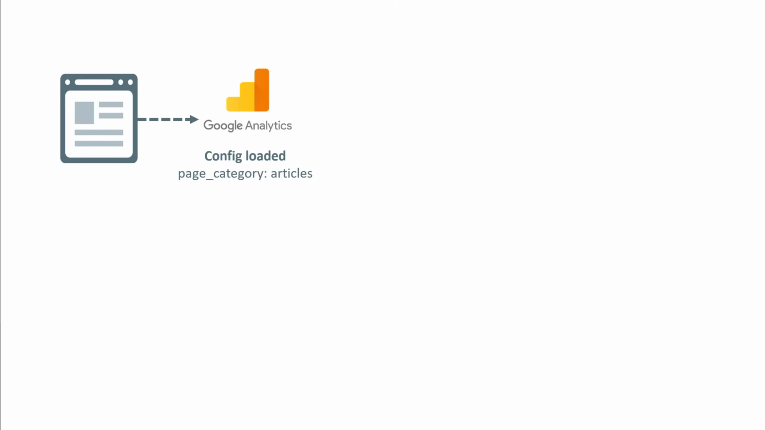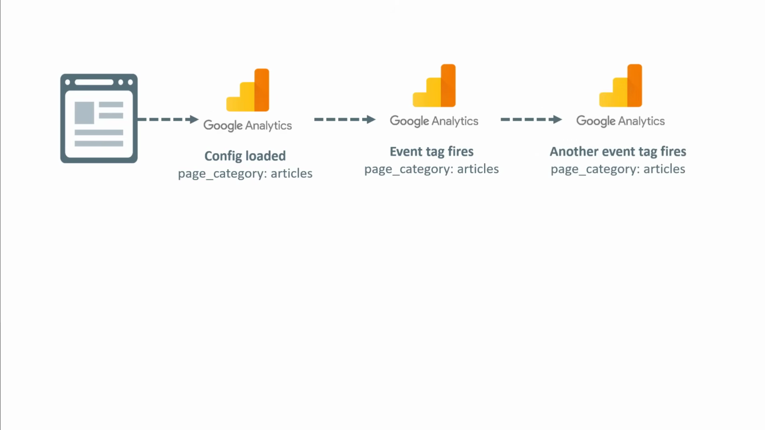So when the visitor lands on an article page, then the page category value will be article. And then if on that page a Google Analytics 4 event tag fires, which uses the same configuration tag, then that event tag will also send the page category with the same value, article. And then all other subsequent events will do the same thing.